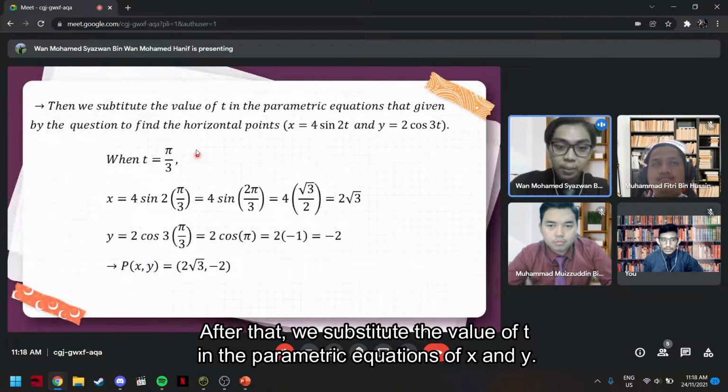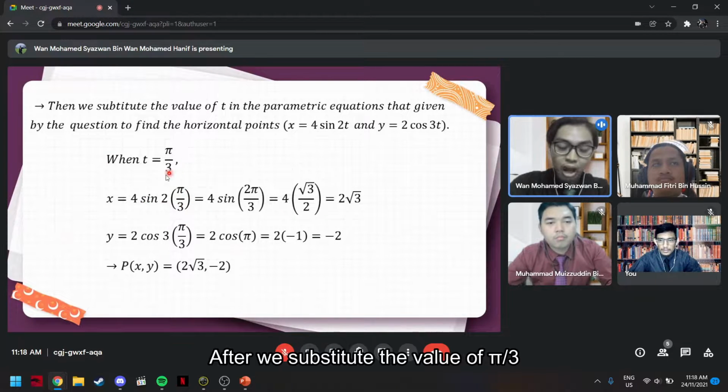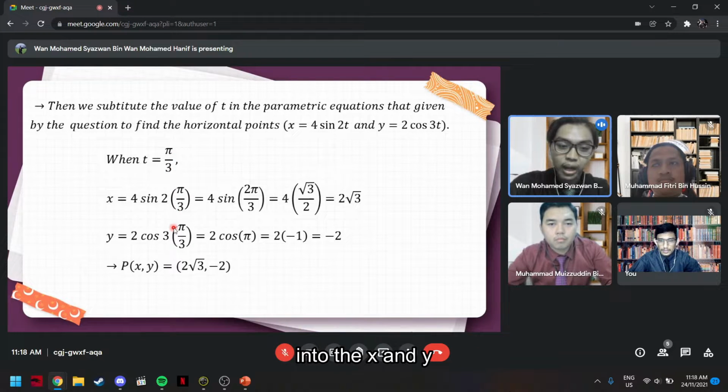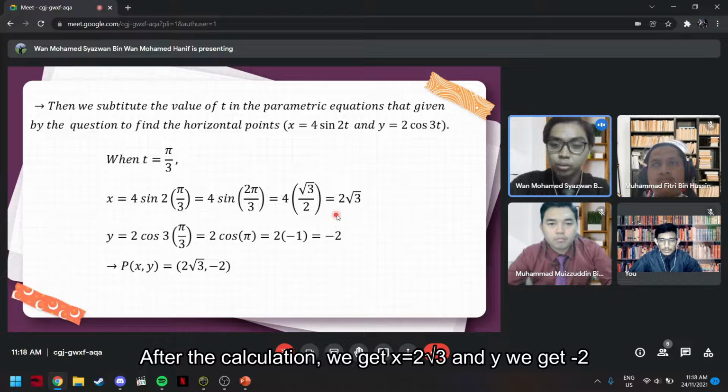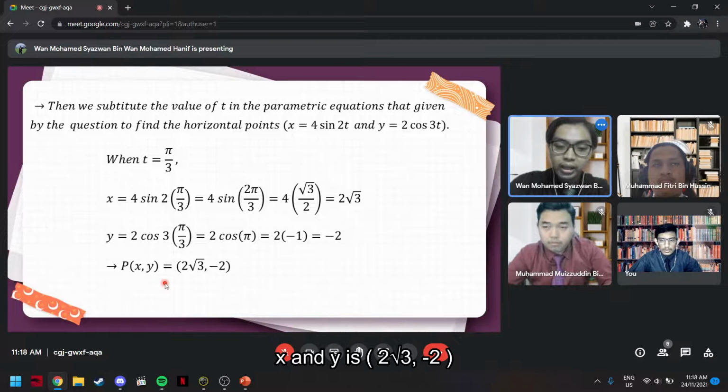After that, we substitute the value of t in the parametric equations of x and y. After we substitute the value of pi over 3 into x and y and do the calculation, we get x equal to 2 sec 3 and y equal to negative 2. And then the point (x, y) is (2 sec 3, negative 2).